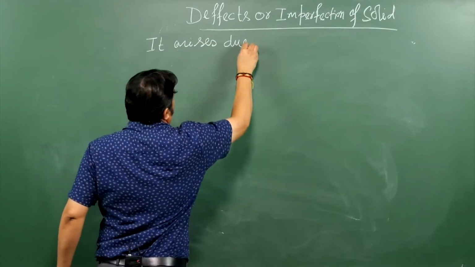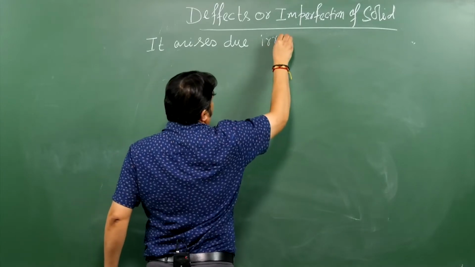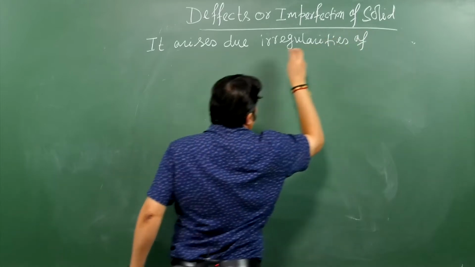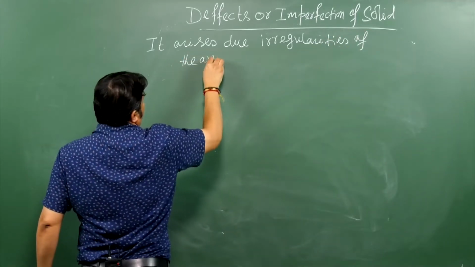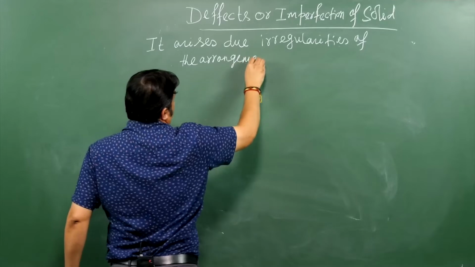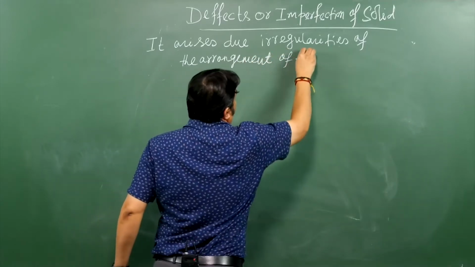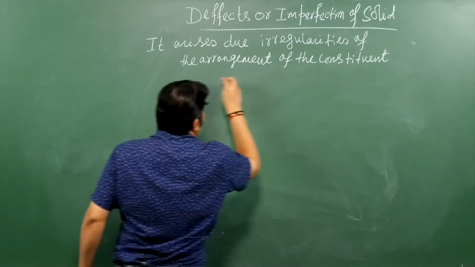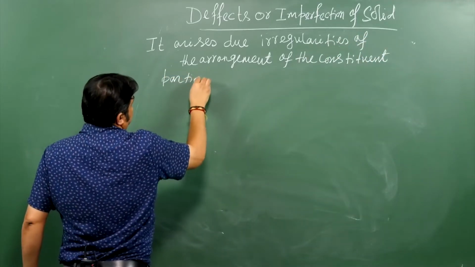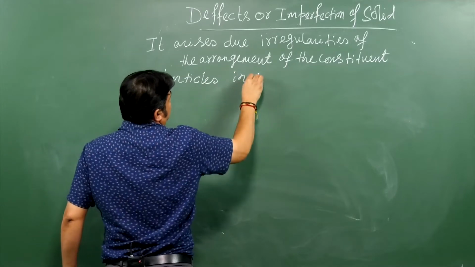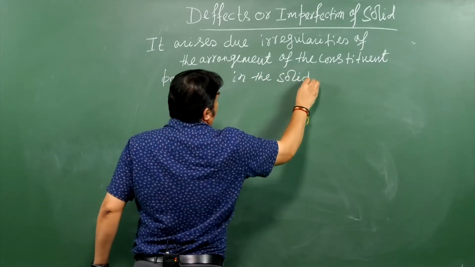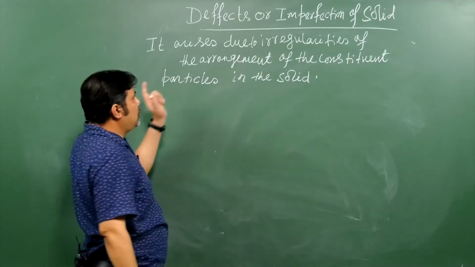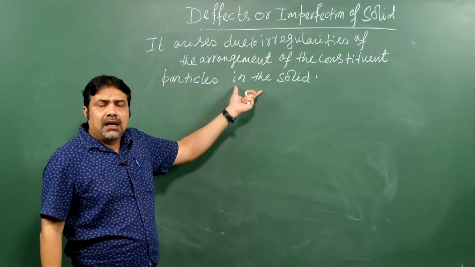due to irregularities of the arrangement of the constituent particles in the solid. So this way you have to understand it. It arises due to irregularities of the arrangement of the constituent particles in the solids.